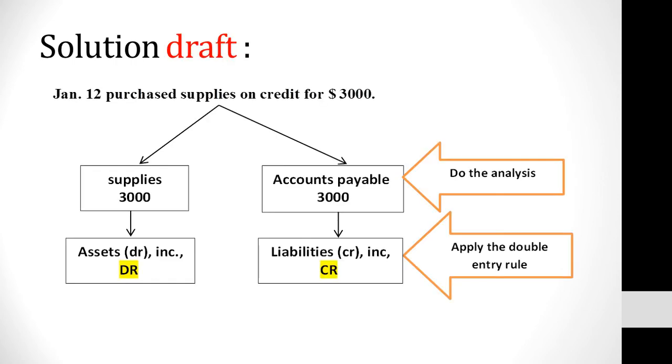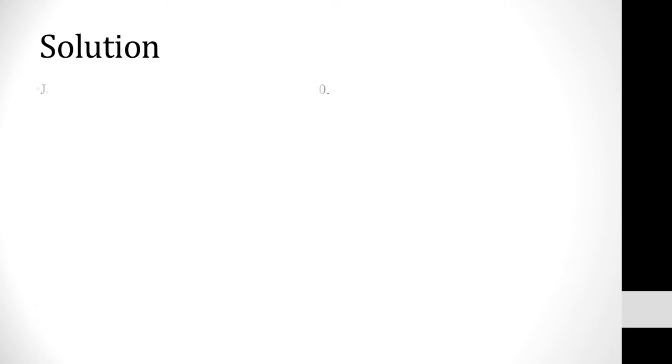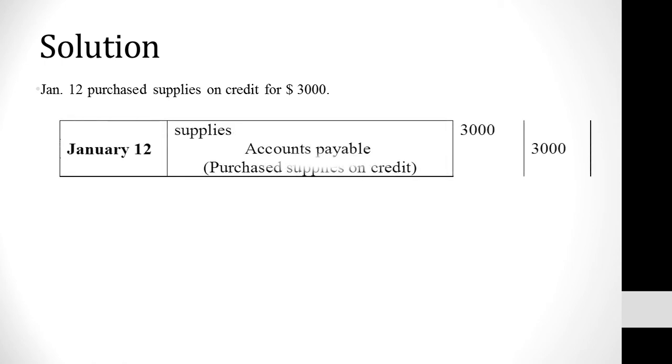January 12, purchased supplies on credit for 3,000. The two involved accounts here are supplies and accounts payable. Supplies for 3,000 and accounts payable for 3,000. Supplies is an asset. It is normally debit. It increased, so it's going to stay in the debit. Accounts payable is a liability. It is normally credit and it increased, so you place it in the credit side like so. Supplies in the debit, accounts payable in the credit, 3,000 and 3,000.